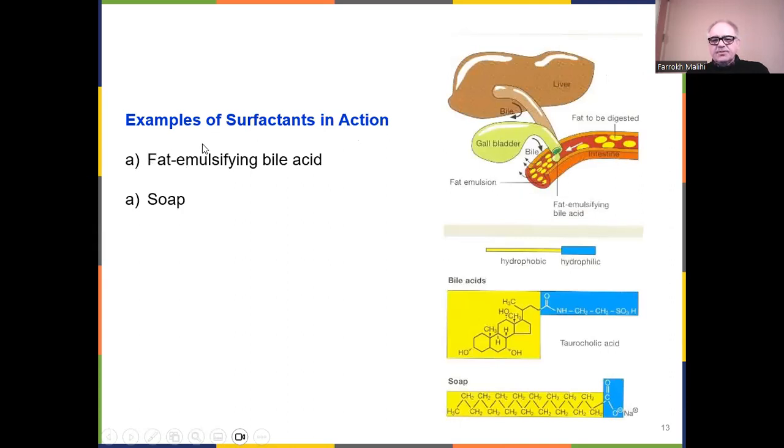There are many examples of surfactants in action. One is in biological systems. In our body, there is surfactant secreted from the bile, which facilitates digestion of fats and greases by emulsifying them. Soap has been used for a couple thousand years for cleaning and hygiene. This is the structure of the bile acids, and this is the structure of soap.